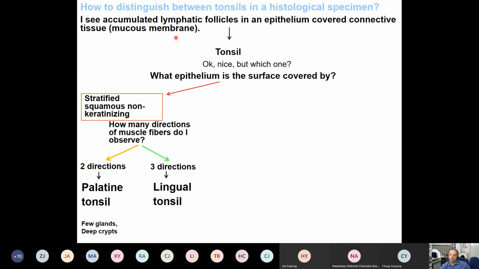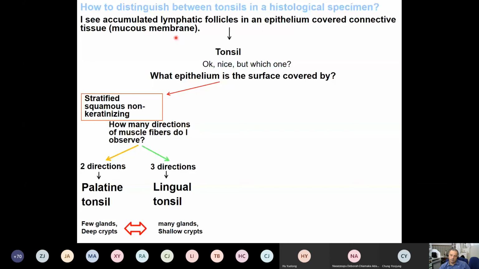Just to make sure, you check the glands and the crypts. Few glands, deep crypts supports the palatine tonsil story. If, however, you have many glands and shallow crypts, that speaks for the lingual tonsil, and then you can make your final decision. This is a very, very true possibility in the exam that you have to figure out.